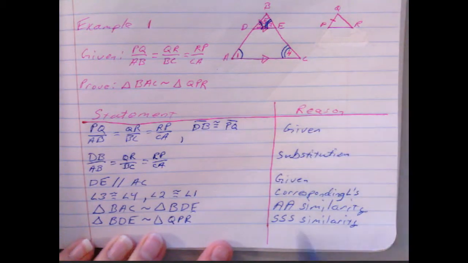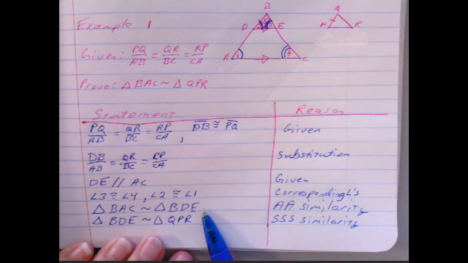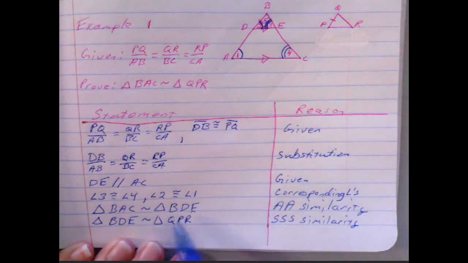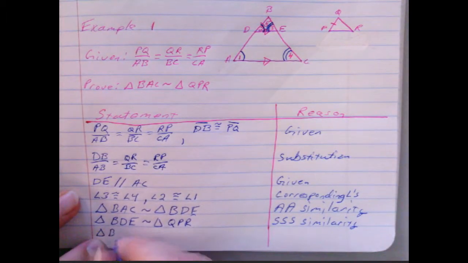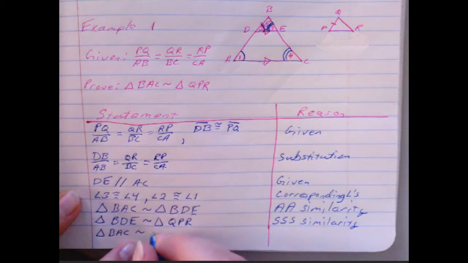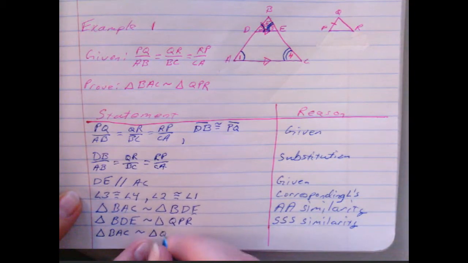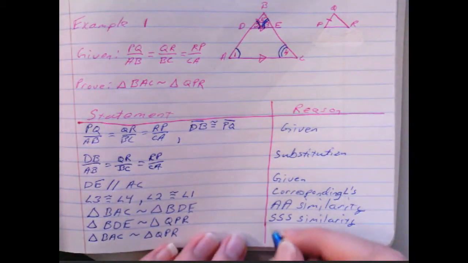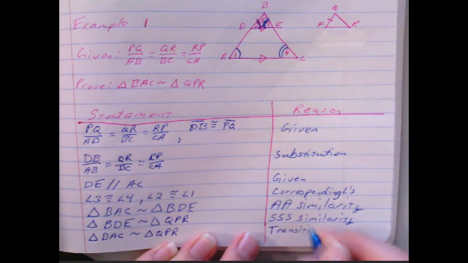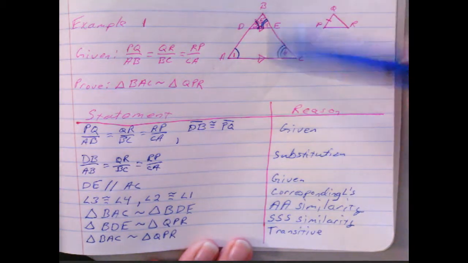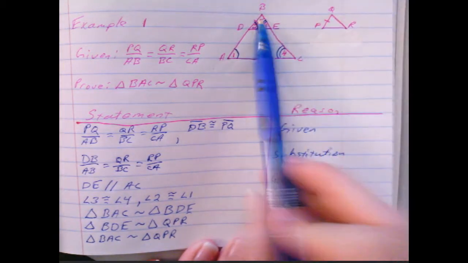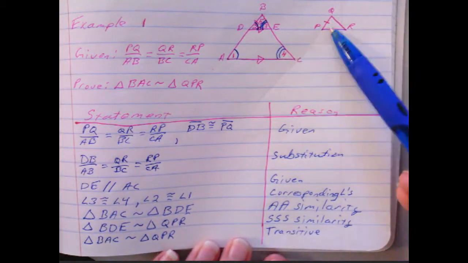Okay, so we have side, side, side. We have angle, angle. So once we know these two pieces, if you remember, we had a property called the transitive where we can pull the center part out. So then I can say triangle BAC is similar to triangle QPR, and that would be transitive. So we proved that these two were similar. We said these two were similar, so then we know that these two have to be similar.